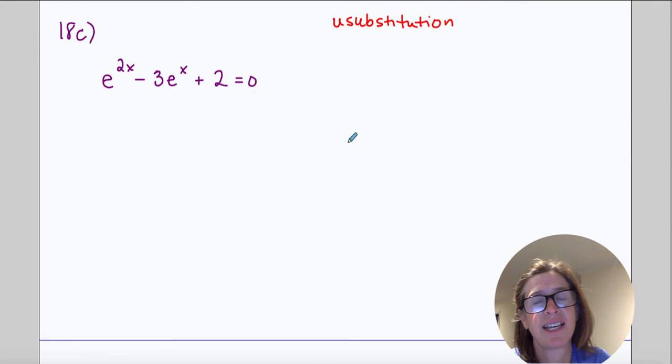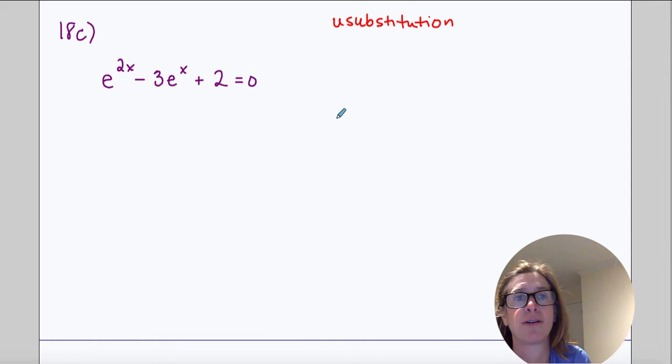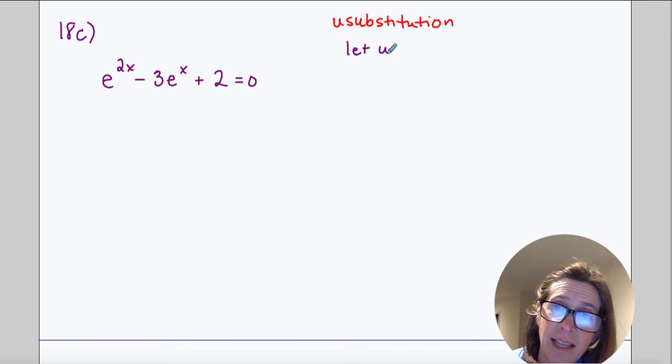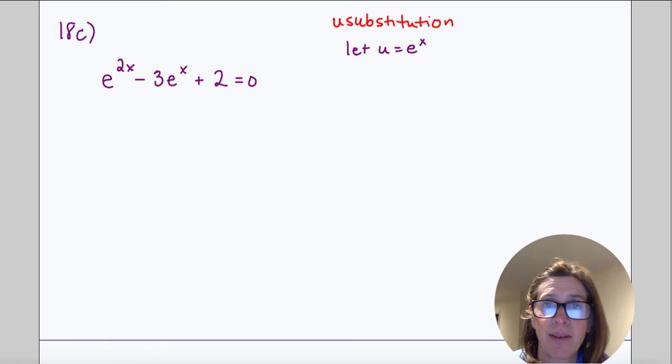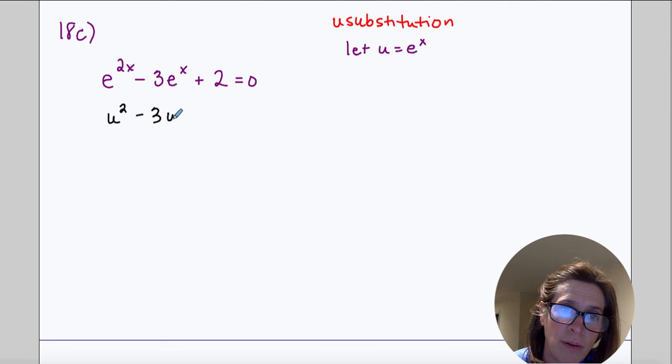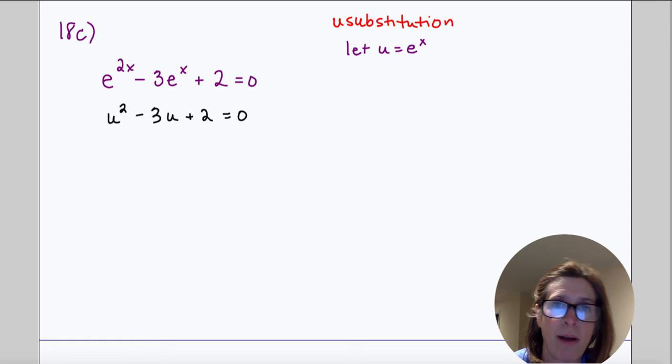U substitution is just a technique to make equations easier, and then you can replace things back at the end. So in this case, it's a quadratic. I tend to make u anything relating to my middle term. So in this case, I see that e to the x is the thing that's bothering me. So I'm going to let u, and you should always state it, let u equal e to the x, okay? All right, so if we do that, what you'll see is we get u squared minus 3u plus 2 equals 0. All right, so that's a quadratic that we can factor.